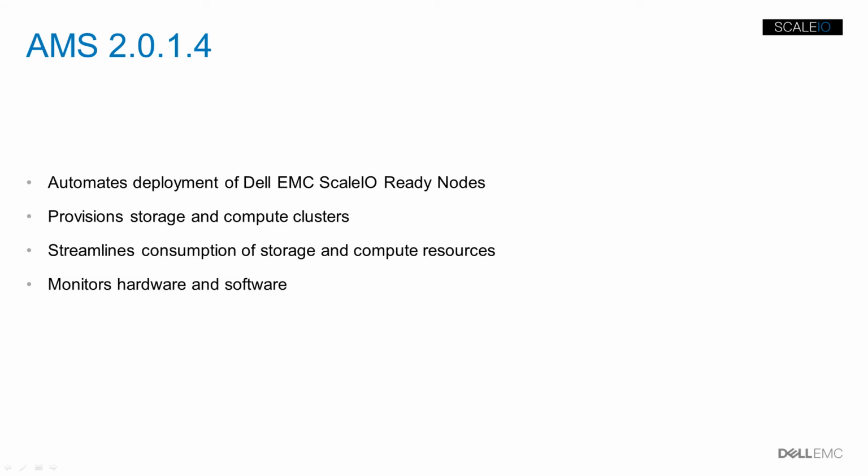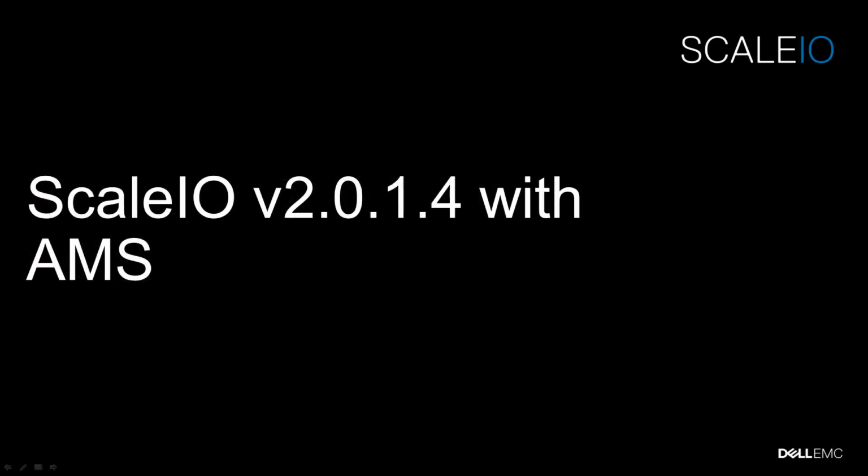AMS monitors hardware and software, providing alerts and log aggregation for the AMS managed system as a whole. AMS provides automated workflows to upgrade ScaleIO, reducing labor and risk. Finally, AMS is provided at no extra charge to customers who deploy ScaleIO using ScaleIO Ready nodes. AMS 2014 streamlines deployment, growth, and management of a hyper-converged ScaleIO and ESX environment and delivers professional-grade scalability and automation to your software-defined infrastructure.